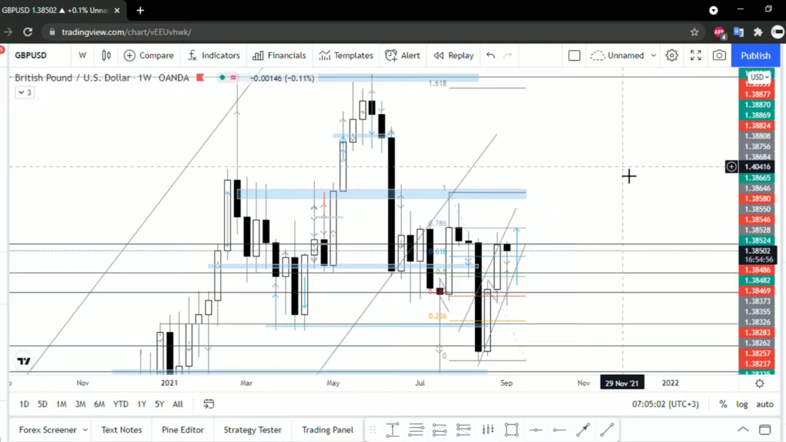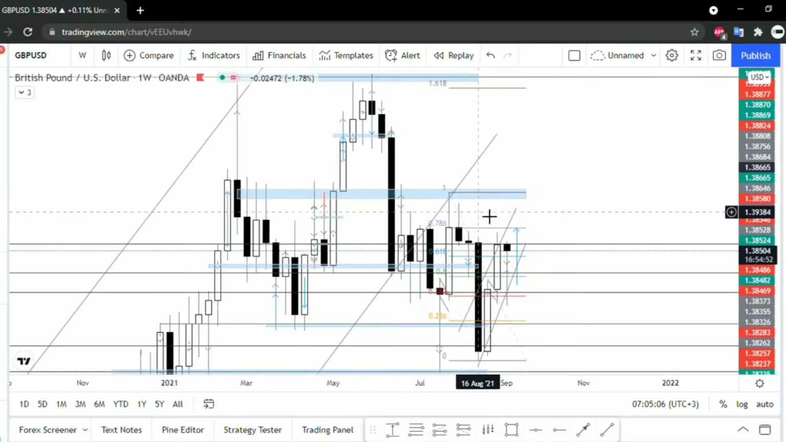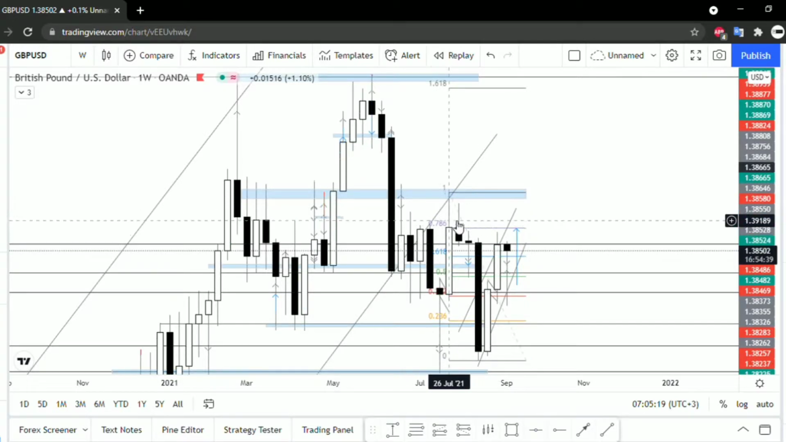I guess the last time we made this video, we were around this area right here. We were looking at this formation called the head and shoulders. So we identified the left shoulder, the head, and the right shoulder, and we were looking at how the market was going to react around this area.